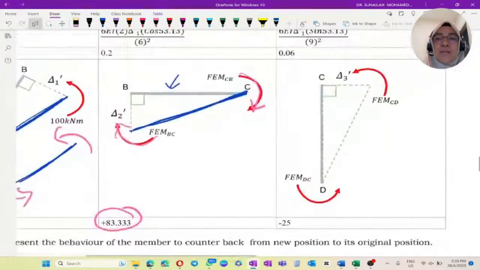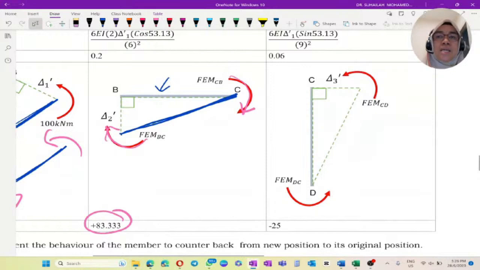So let's look at the diagram for member CD. CD is a vertical member, a column, and due to side sway, the column moves to a new position like this. Due to that, the fixed end moment will counter back the new position of the beam to its original position. We push counterclockwise on both sides.